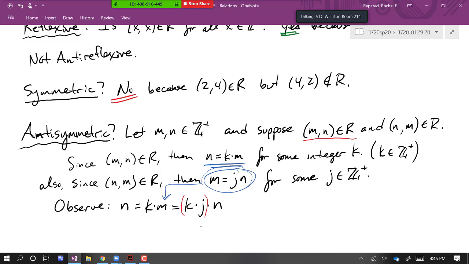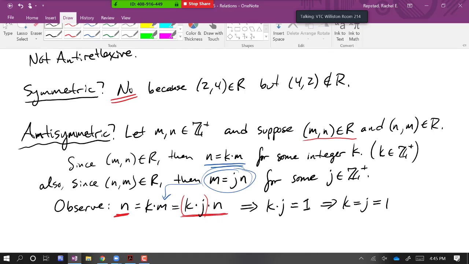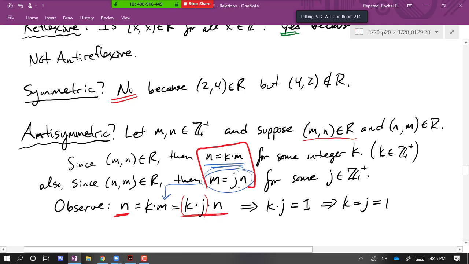Now look at this. This n on this side of the equation is kj times n. So what does k times j have to equal? 1. k times j has to be 1. And k and j are both positive integers. So what do k and j have to both be? 1. That's the only way I'm going to multiply 2 positive integers and get 1. The only way that happens is if they're both 1. So if k and j are both equal to 1, we'll bring this back to these two equations, and we find that, in fact, n must be equal to m.